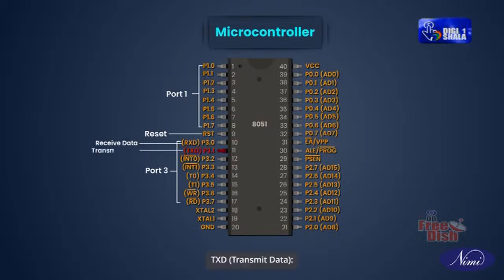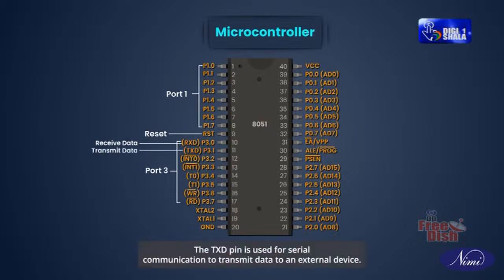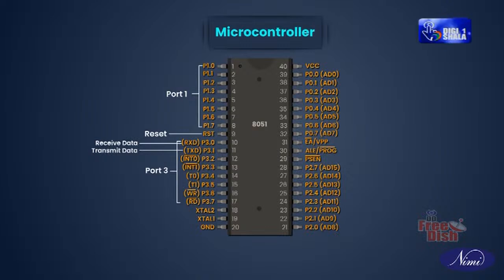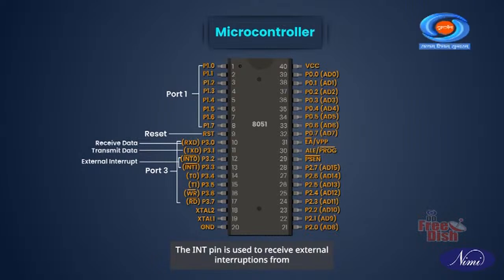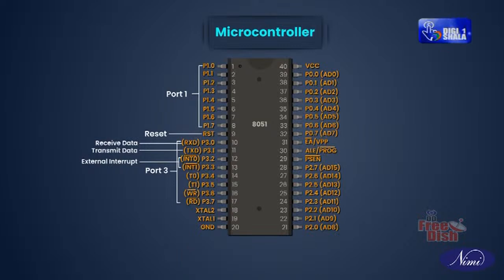TXD or transmit data pin. Function. The TXD pin is used for serial communication to transmit data to an external device. INT or external interrupt pin. Function. The INT pin is used to receive external interruptions from peripheral devices or sensors.